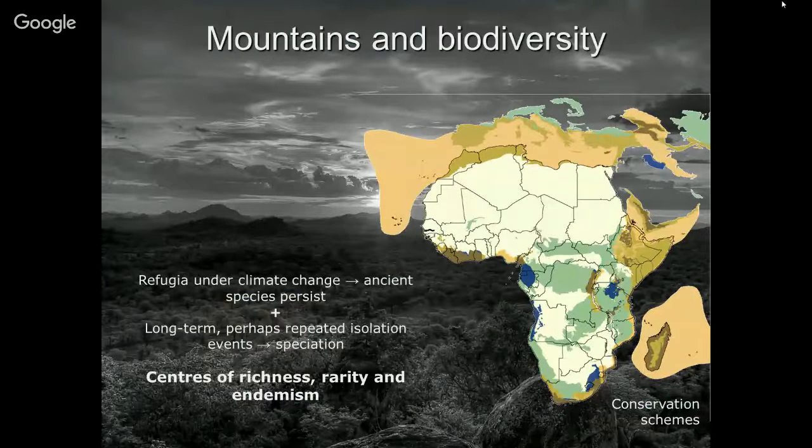So why mountains? Why African mountains? This is a slide showing three broad conservation schemes. In the beige colour are the Conservation International biodiversity hotspots, the WWF ecoregions of the world, and the BirdLife International important bird areas. You can see there's a strong connection into mountain environments from some of these important metrics of conservation. Very much centres of biodiversity richness, rarity, endemism.